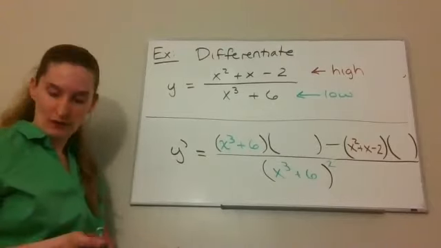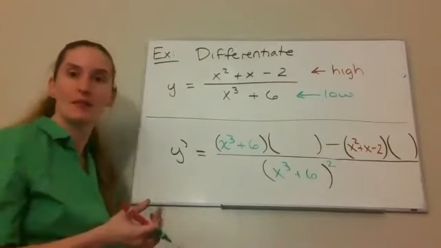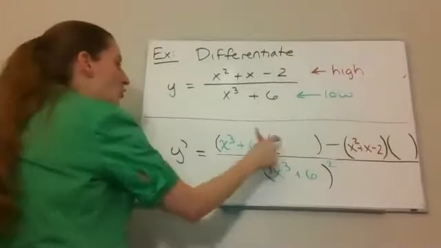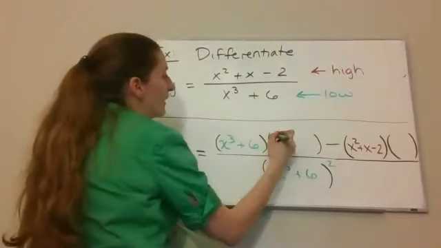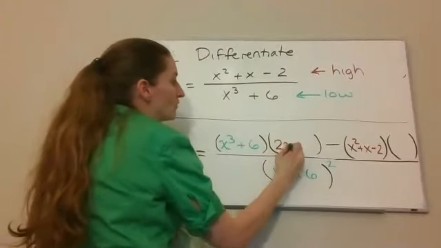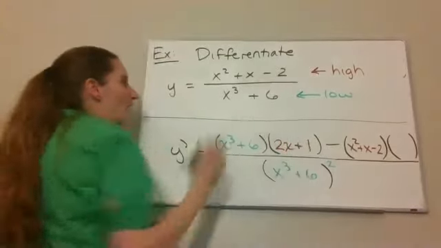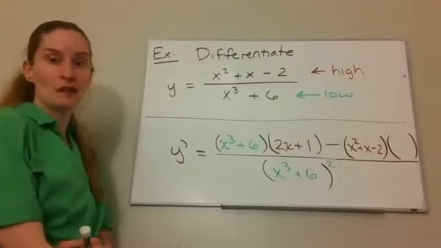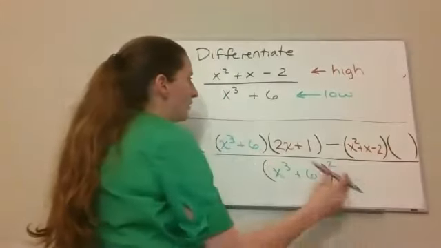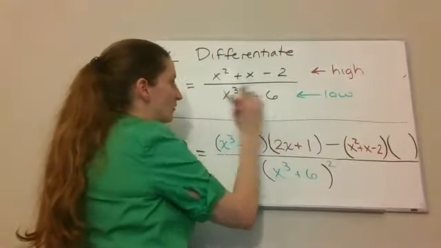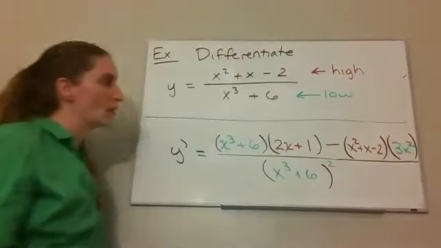All that's left to do is fill in the d high and the d low, which are the derivatives of the top and the bottom respectively. So I had low d high. I need the derivative of high. The derivative of the top, I have derivative of x squared, which is 2x, and derivative of x, which is 1. And I would have the derivative of minus 2, but that's just 0. And then I have my minus high d low, the derivative of the bottom. Derivative of x to the third is 3x squared, using my power rule.